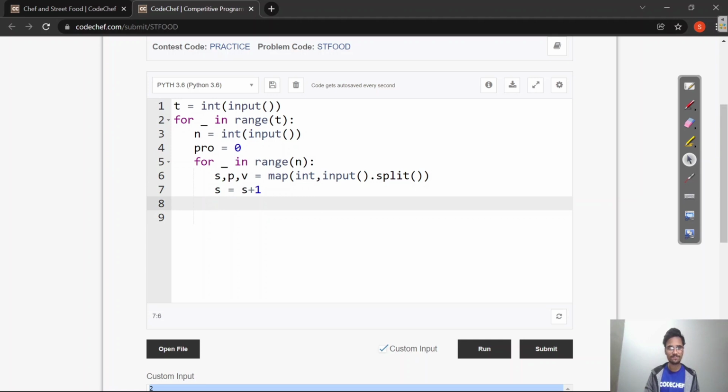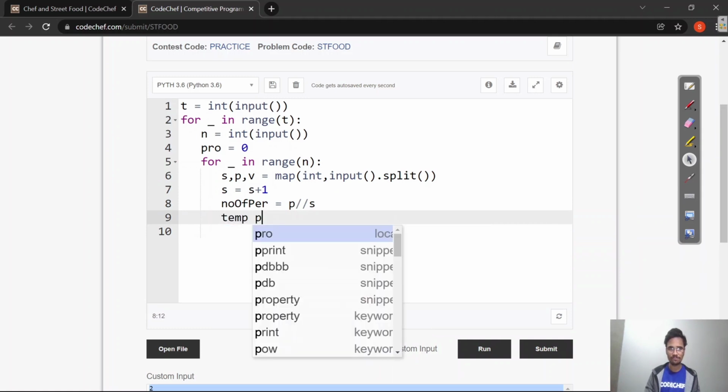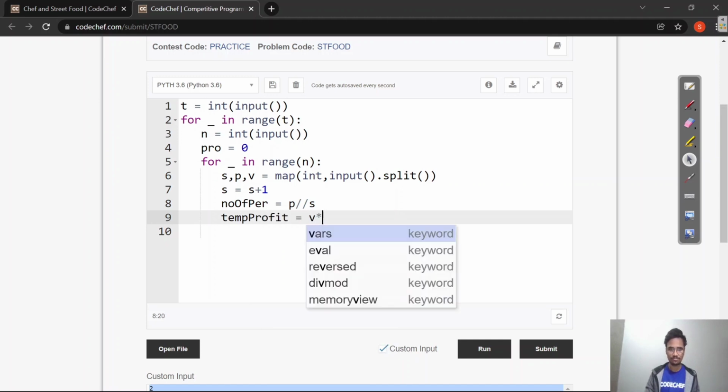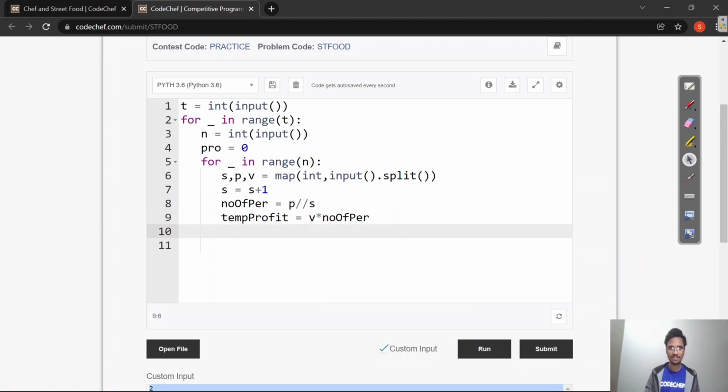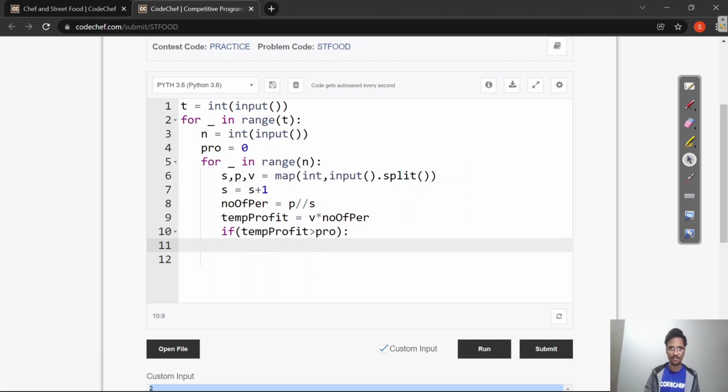Okay. Now number of persons will be P divided by S. So P floor division S. Now profit will be profit in this case. Now just take temp profit. Temp profit will be value into number of persons. And just check this value with our profit, means our global profit. If this temp profit is greater than our profit, means PRO, so let's update this PRO. So PRO equal to temp profit.